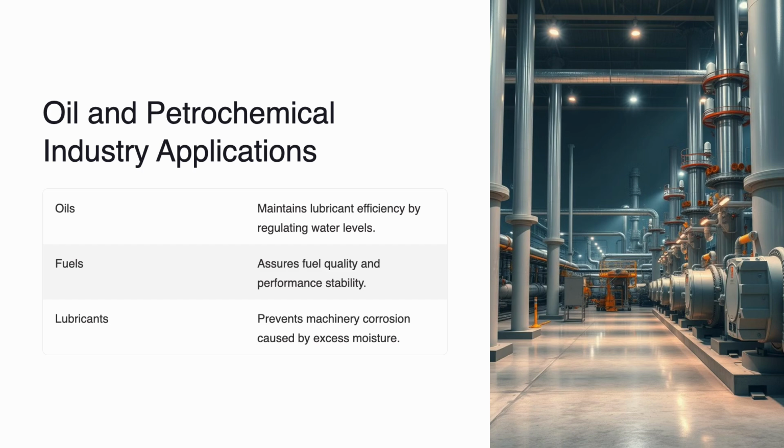Now we can see its use in the oil and petrochemical industry. In oils, we can say that it maintains lubricant efficiency by regulating the water levels. In fuels, it assures fuel quality and performance stability by finding the appropriate water level in the sample. In lubricants, it prevents machinery corrosion caused by excessive moisture, as lubricants are widely used in order to prevent friction, but the presence of water in the sample can lead to various problems like corrosion and erosion of the machines.